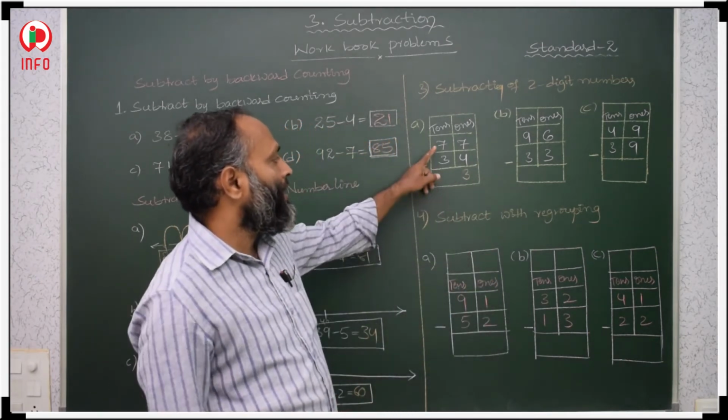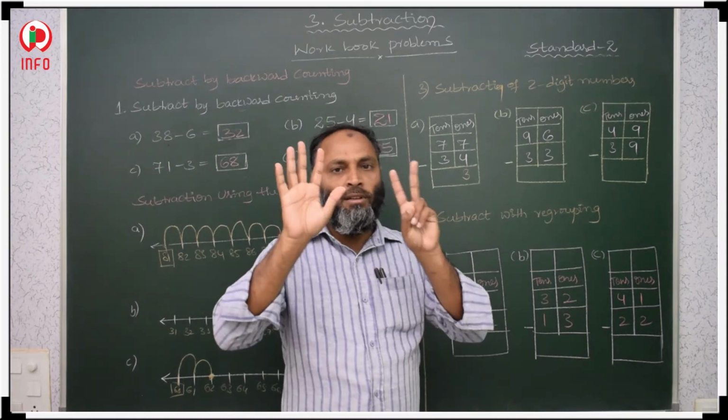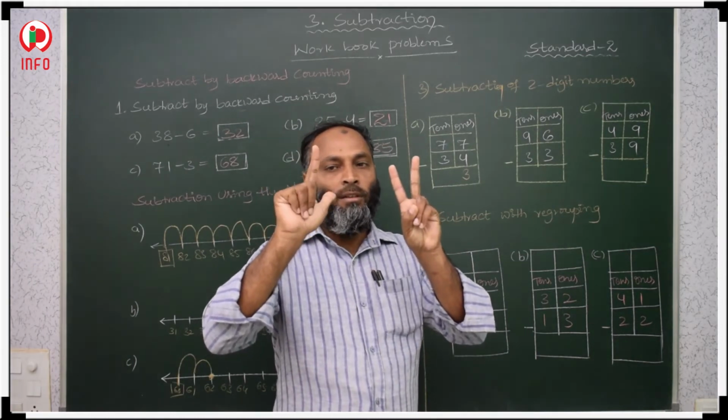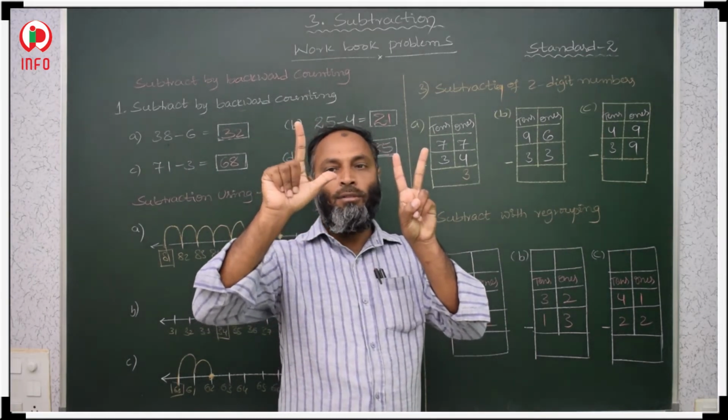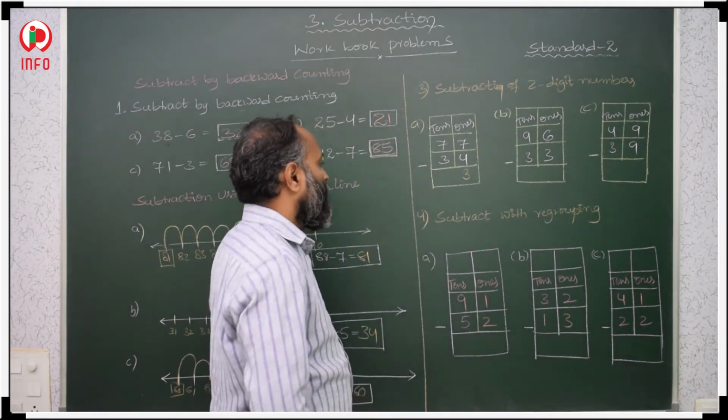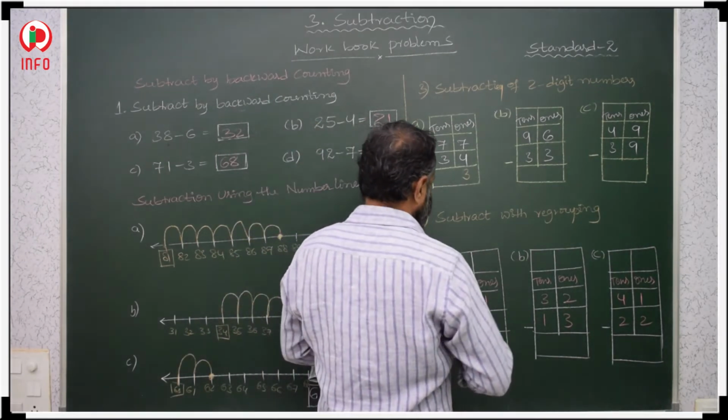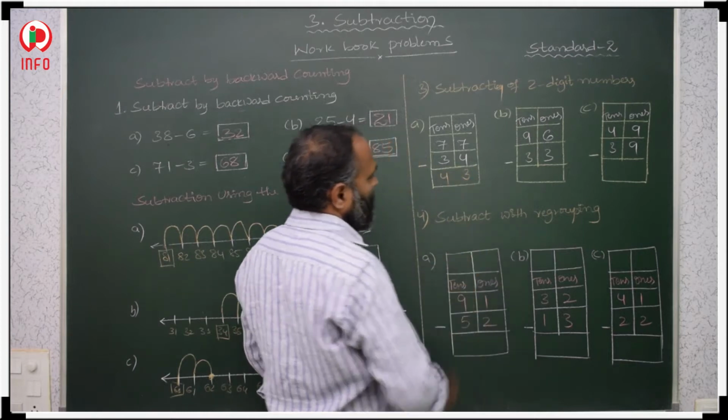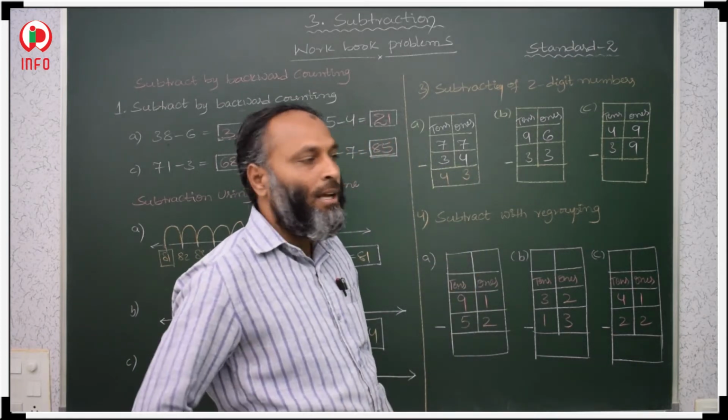Next, again here 7. 7 minus 3. How many left? 1, 2, 3, 4. 4 is our answer. Here 4. Okay, 43 is our answer.